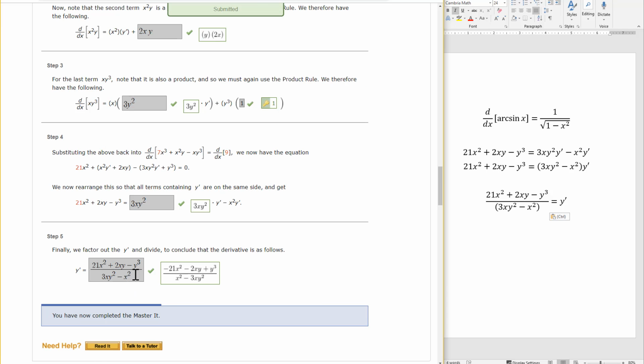Again, from an implicit differentiation point of view, your y prime probably has a combination of x's and y's that you need to solve for. Okay, I hope that helps.